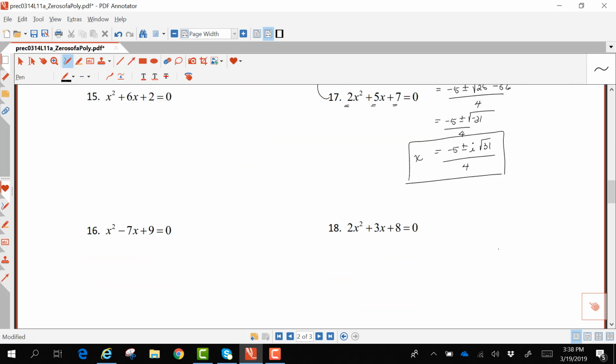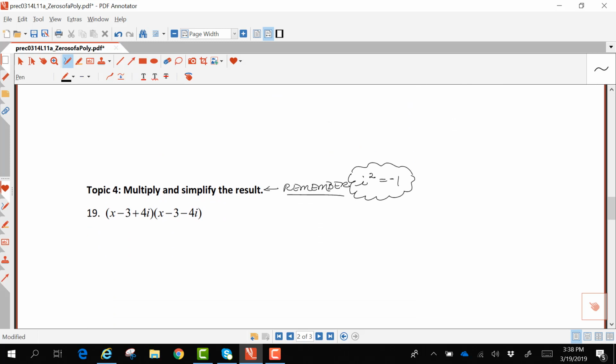Let's look down at number 19. This is multiplying a trinomial times a trinomial with the imaginary number involved. When I multiply using distribution, I will result in 9 terms. So there's no high level of difficulty, but it does require accuracy. So I'm going to multiply the x times x, the x times negative 3, and the x times a negative 4i.